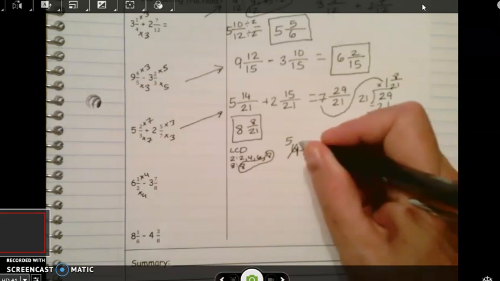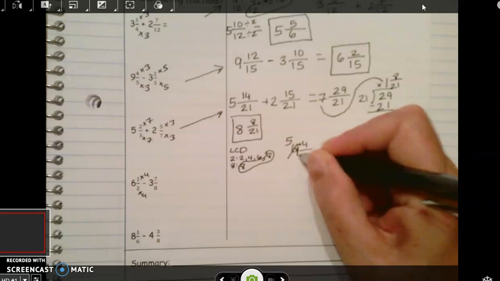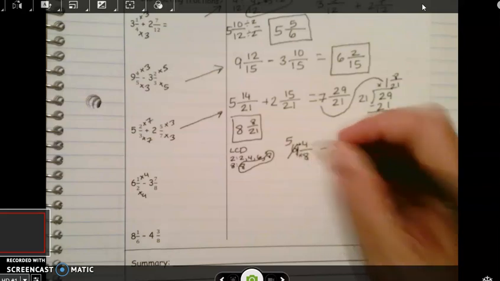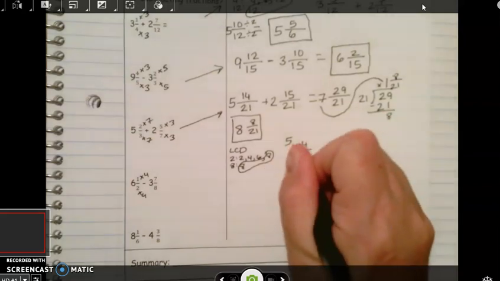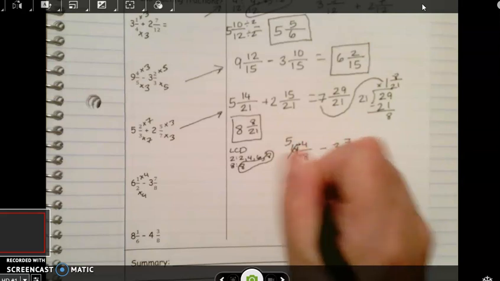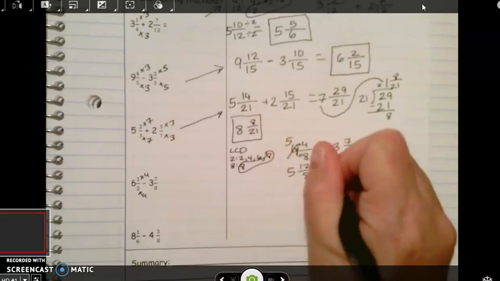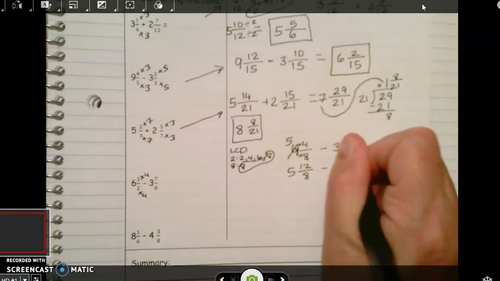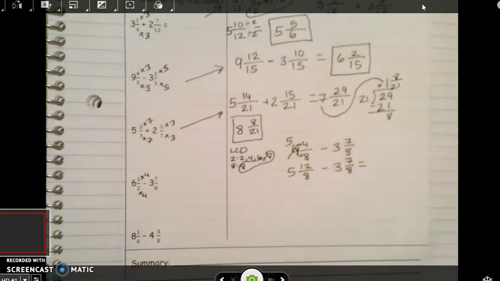If you don't understand that, make it improper. I borrowed 1, I'm giving it to the fraction. 8 times 1 is 8, plus 4 is 12 over 8. Do not regroup the second fraction. It won't make sense to do that.